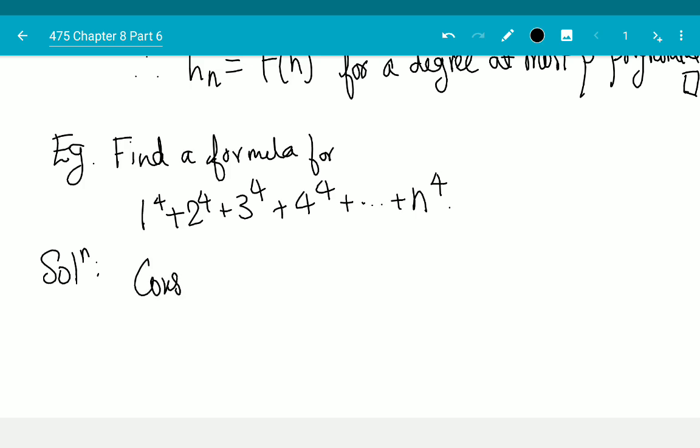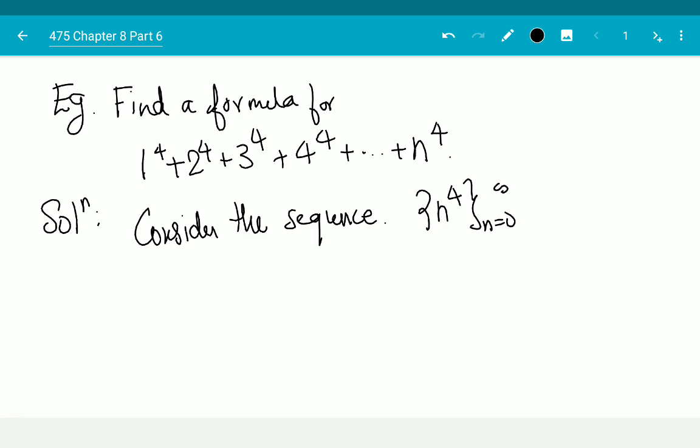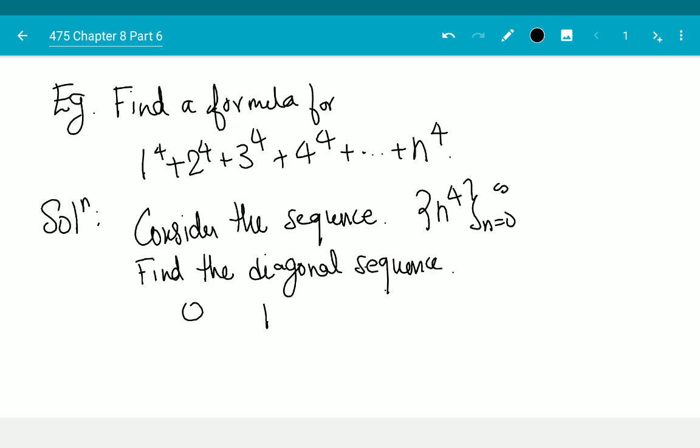Consider the sequence n to the 4, n is equal to 0 to infinity. Okay. And let us look at its diagonal sequence. Find the diagonal sequence. It is going to be 0 to the 4, 1 to the 4, 2 to the 4, 3 to the 4, 4 to the 4, 5 to the 4, 6 to the 4, dot dot dot.